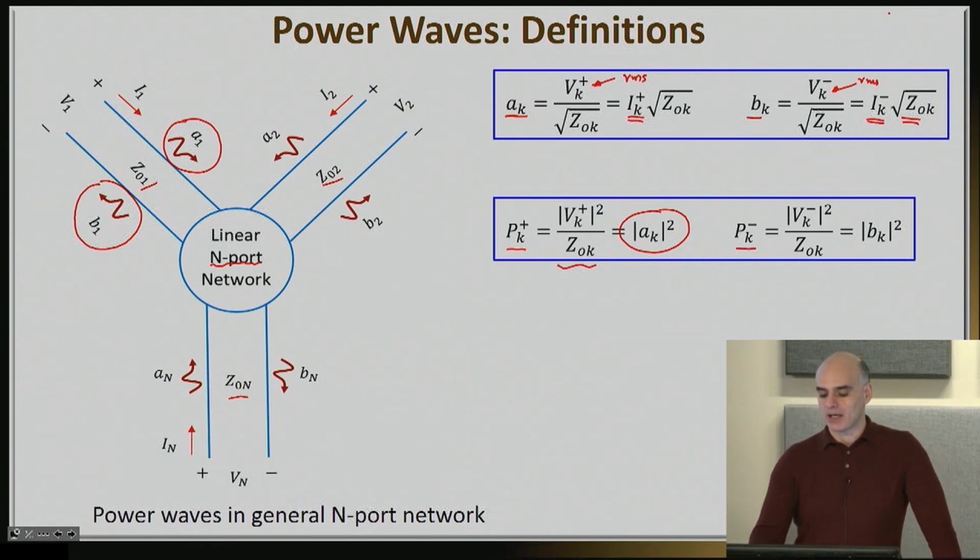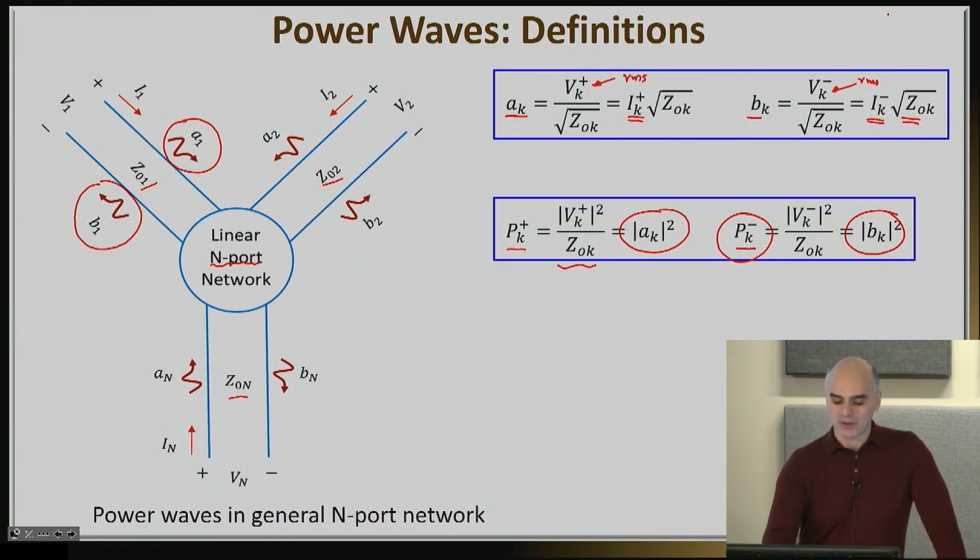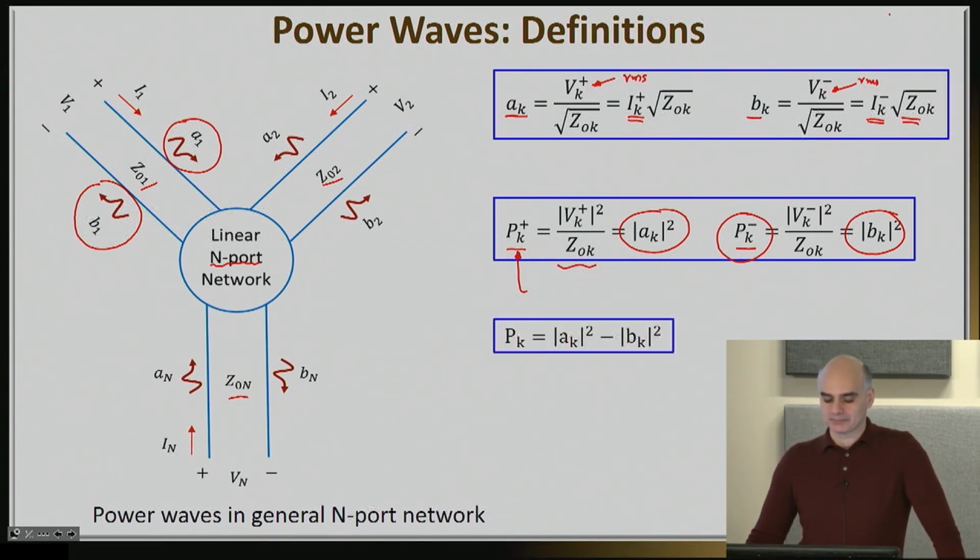Similarly, the reflected power into port 1 will be equal to BK square. So the reason we defined those power waves, A1 and B1, or AK and BK, is precisely because now our powers, which, as I mentioned before, are relatively easy to measure, are becoming proportional to magnitude A1 square and magnitude B1 square.